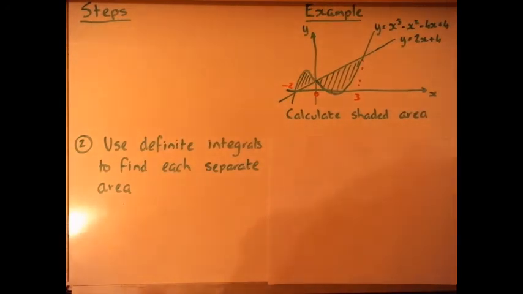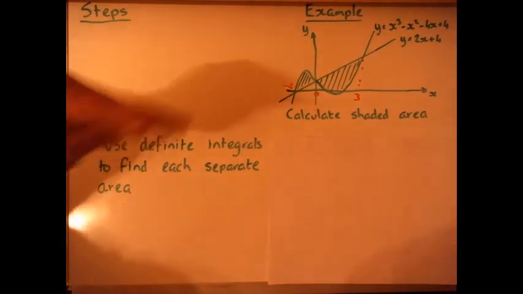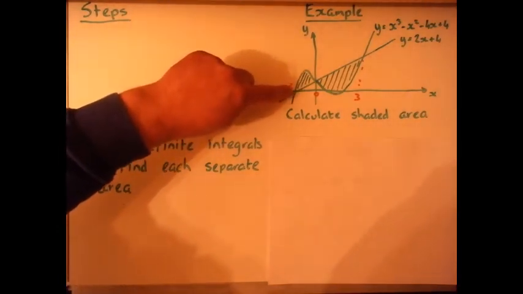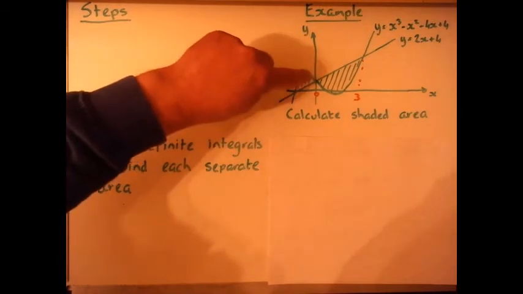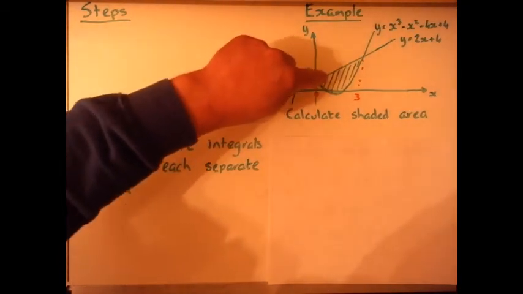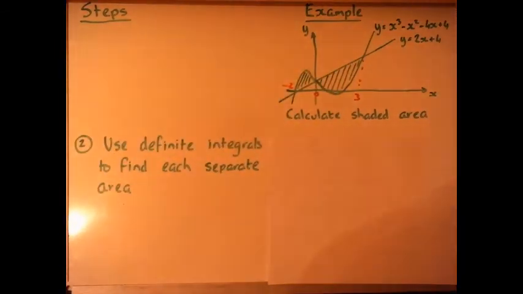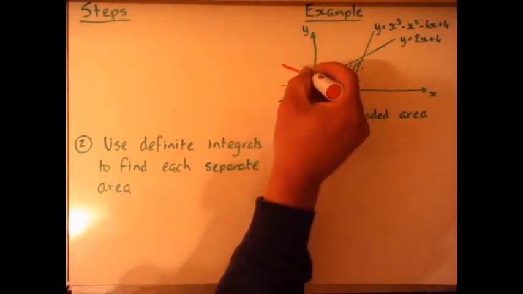So next stage, once we've got our points of intersection and our limits for using definite integrals, is to go ahead and calculate the individual separate shaded areas. The reason we need to do that is if we have a look at this area here, you'll see my top curve in this case is the cubic, and then when I move to this area, my top curve becomes the straight line. So that's going to give me a different function to be integrating with when I'm doing my definite integral.